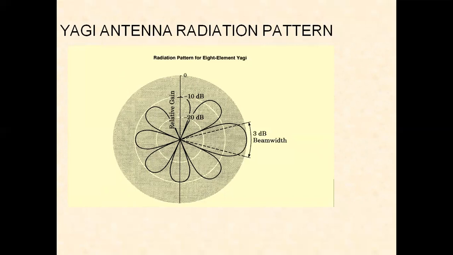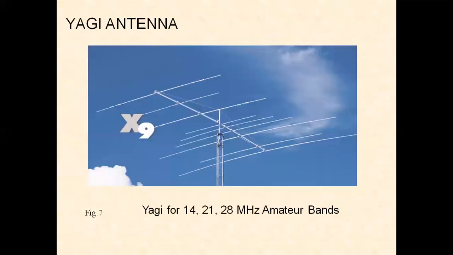A folded dipole is generally used as the driven element because its bandwidth is wider than that of the straight dipole. This is a Yagi antenna for 14 megahertz, 21, 28 megahertz. It is located at a certain height. Horizontal polarization is there, so this antenna is oriented horizontally. Most of the Yagi antennas are used in space wave applications.